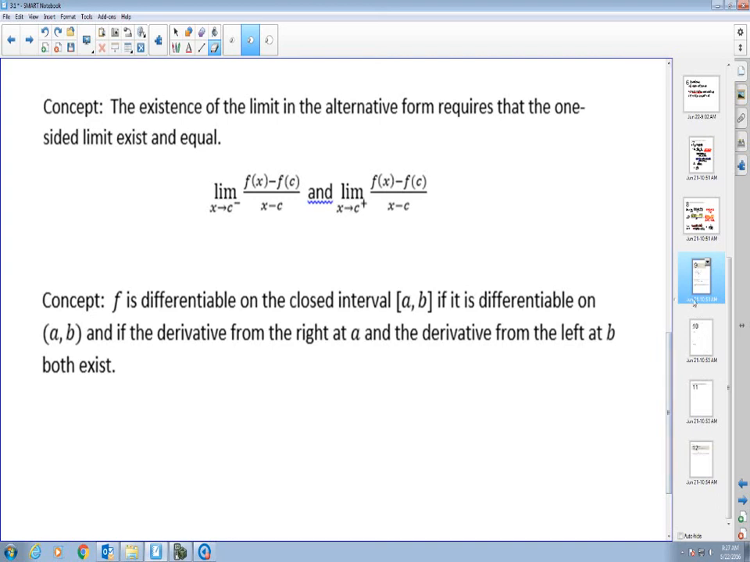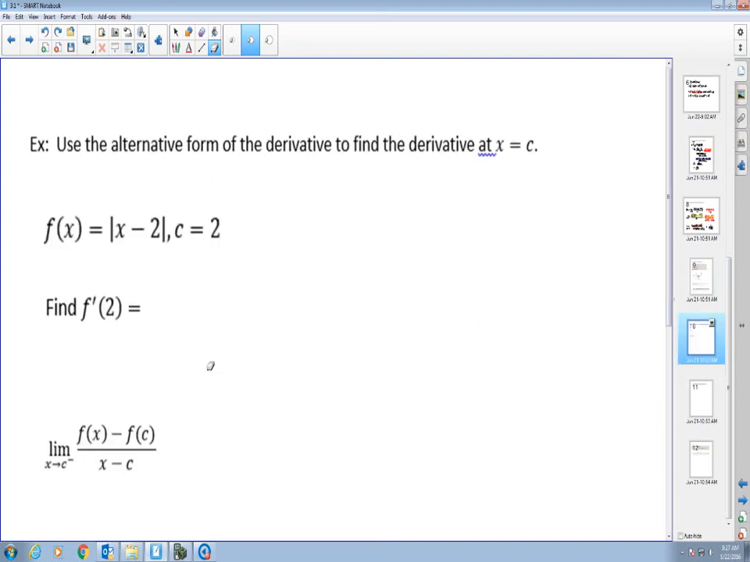Now what I translate into is a problem like this one. I'm going to say x is at 2, and I want to find f prime of 2 using the alternative form. So check it out. This is the alternative form, and this is coming from the left.